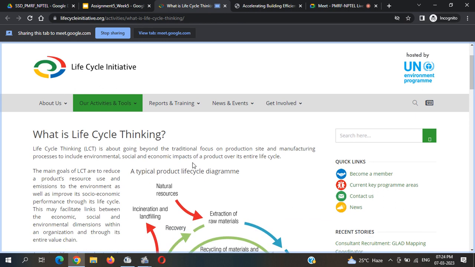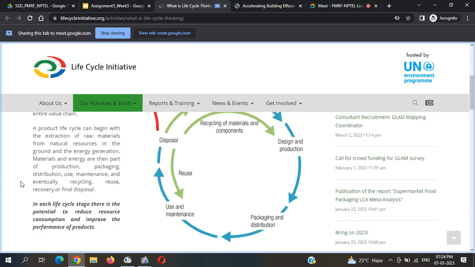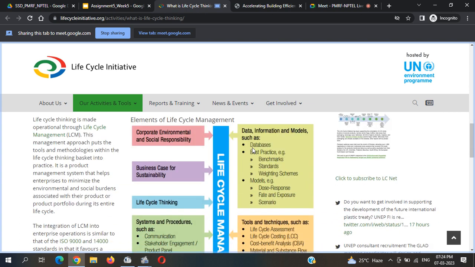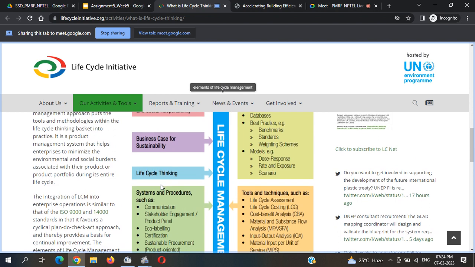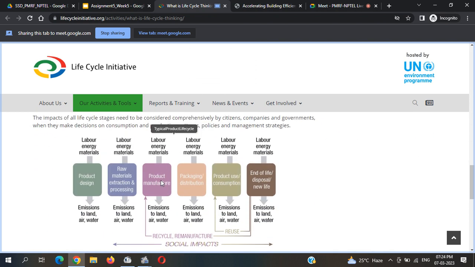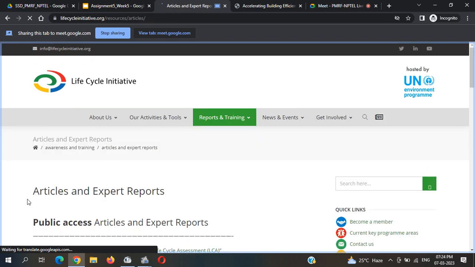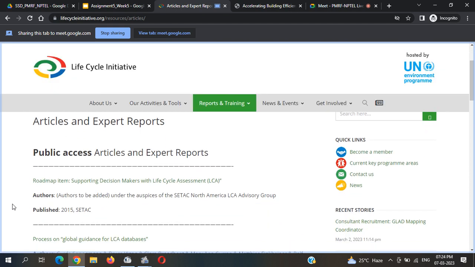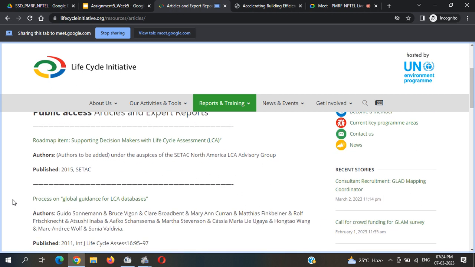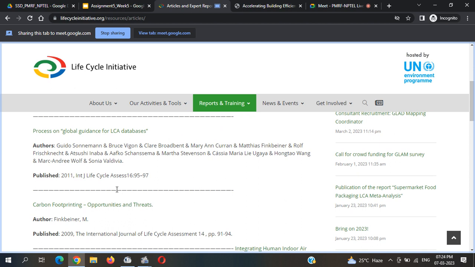This tells you what life cycle thinking is, and it also gives you several tools which have been developed by the UNEP for doing life cycle assessment for different products. There are different reports also which they have prepared. They have training materials, articles, and expert reports, which you can refer to, and if you want, you can use them for your analysis, not only for this assignment, but also for another project, your thesis, or other research projects.